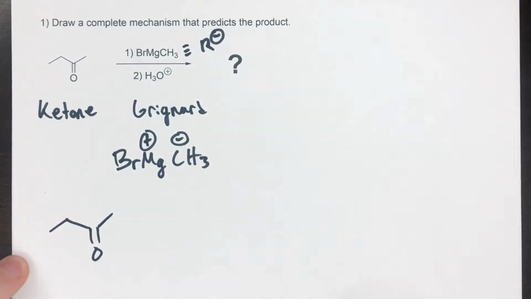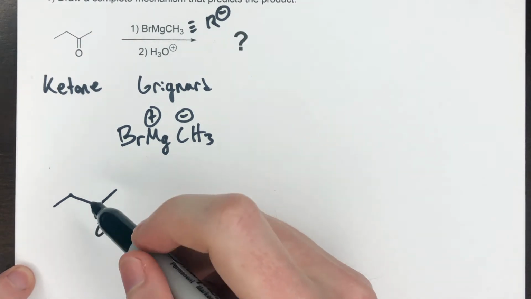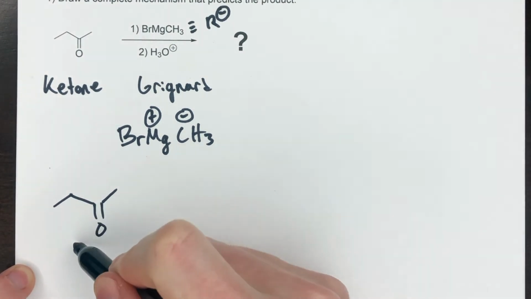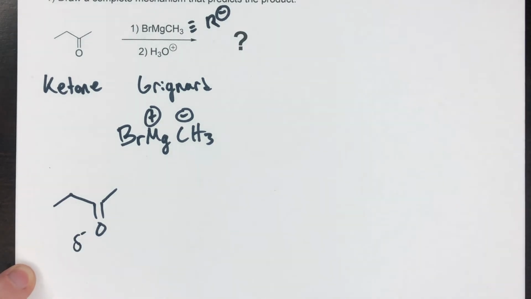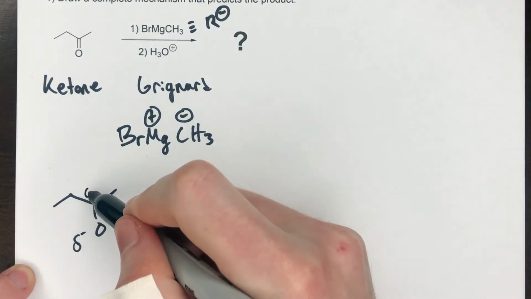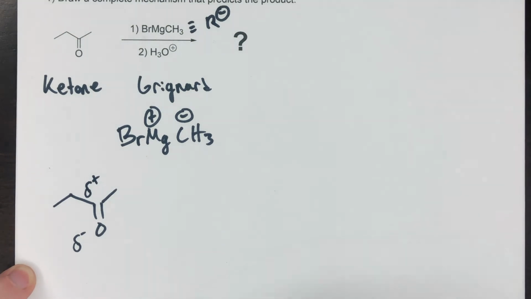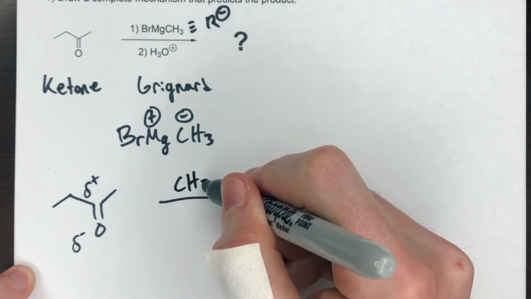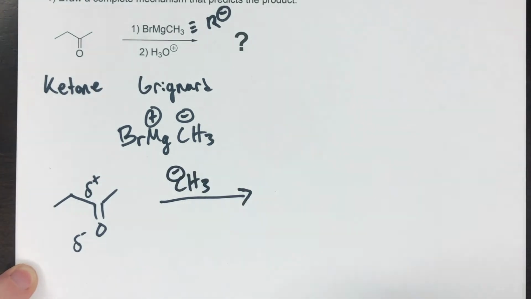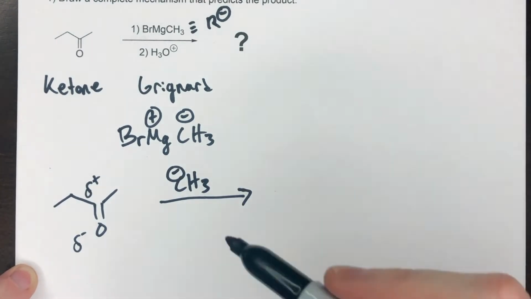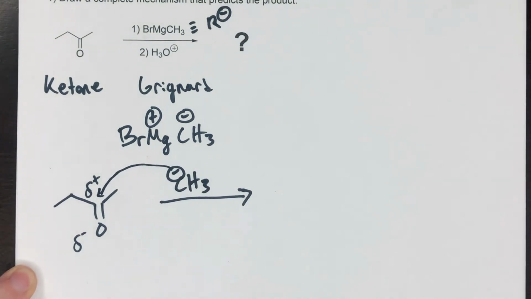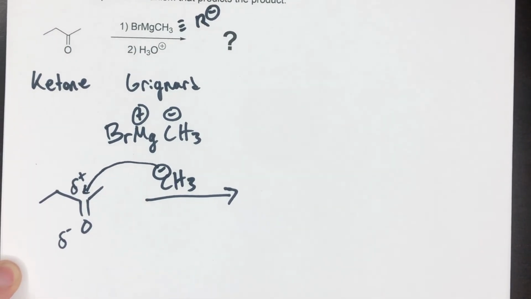If we look at our ketone here, again, we have a dipole between the carbonyl carbon and the oxygen. So there is a partial negative charge on the oxygen and a partial positive charge on the carbonyl. And then we are delivering this methyl negative charge and separating from the magnesium bromide here. And this will attack the carbonyl carbon. And we're now creating a new carbon-carbon bond.